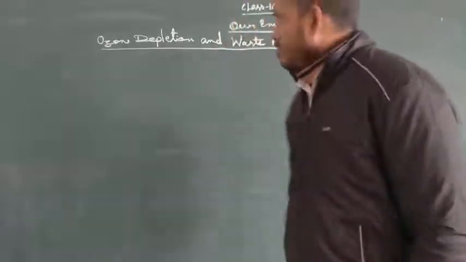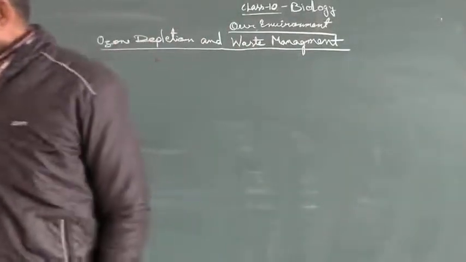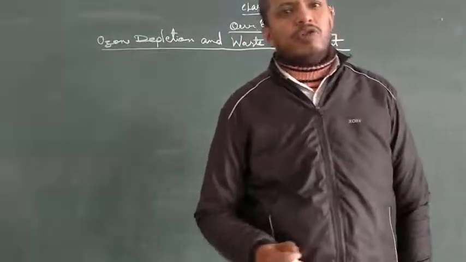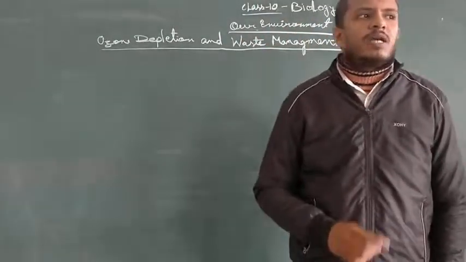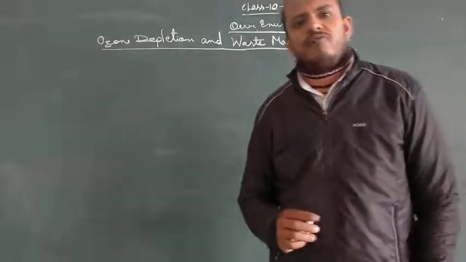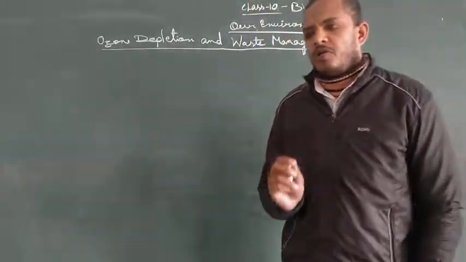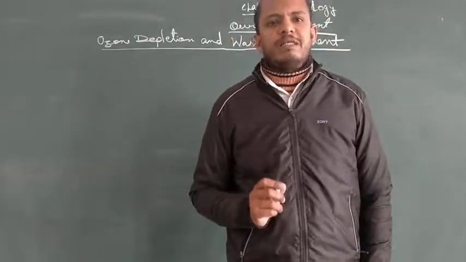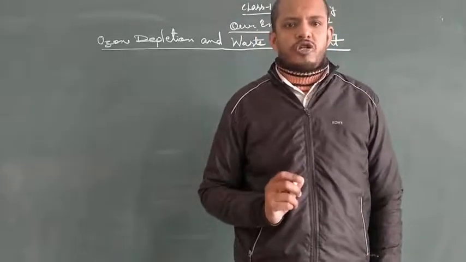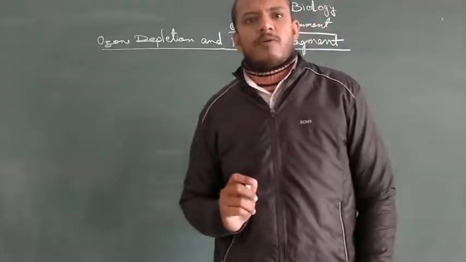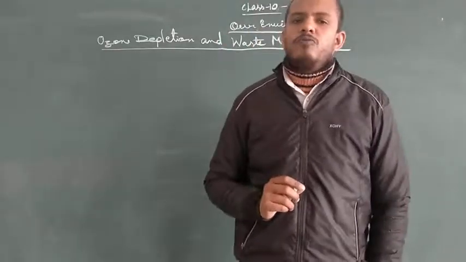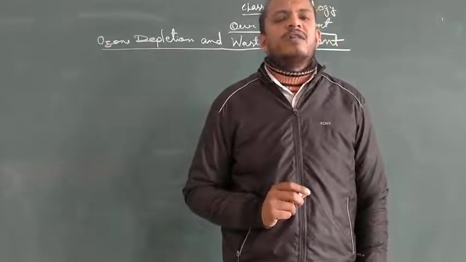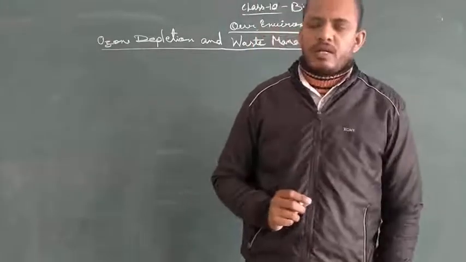So in our last class on ozone depletion, I gave you an introduction about ozone, that is O3. It is deadly poisonous, and in which layer is it present? In the stratosphere of the earth, the ozone layer is present. As I told you, ozone is deadly poisonous, but if it is present at its proper place, I mean in the stratosphere, it acts as a blanket to protect the earth from harmful ultraviolet radiation coming from the sun.